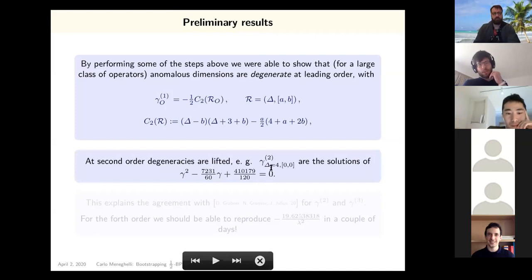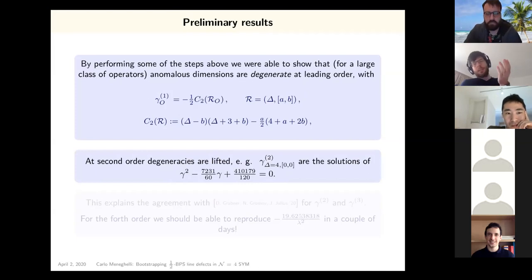Exactly this here. So how can you explain this? So the idea would be that operators like phi derivative squared phi are equivalent to phi to the fourth, something like that. The OPE coefficients start at the same order. You get a linear combination of those, yes.